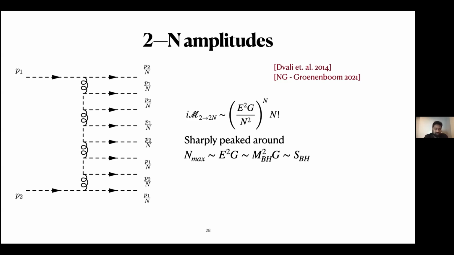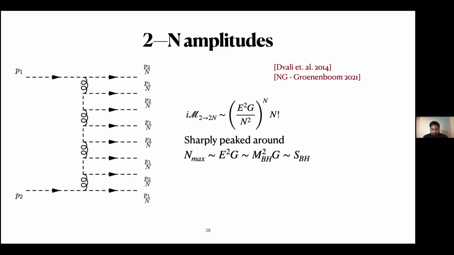And you can work out that this amplitude is sharply peaked around some maximum value of n, which is given by E squared times G. And Dvali and co argued that this is also dominant when the energy of collision itself is the size of the black hole. And they said that this gives you a relation that you expect, which is that the number of particles that emerge, or this number operator, goes with the entropy of the black hole.